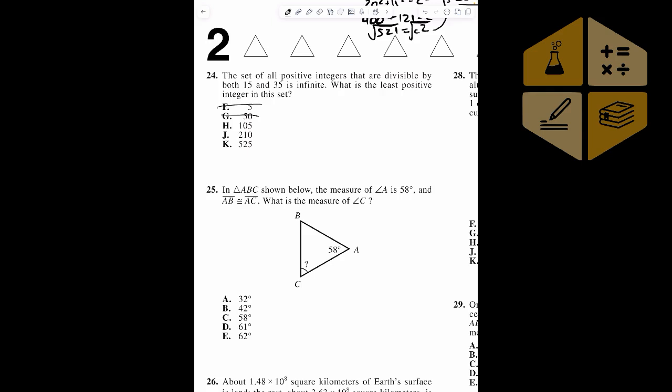So if I do 105 divided by 15, I get 7. If I do 105 divided by 35, I'm going to get 3. And that's how I know that number 24 is actually H, 105. 105 is the smallest number that 15 and 35 both go into. 25. In triangle ABC shown below, the measure of angle A is 58 degrees. They've marked that on our figure for us. And AB equals squiggly AC. What is the measure of angle C?